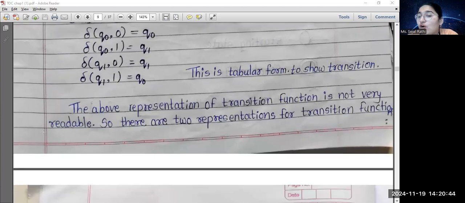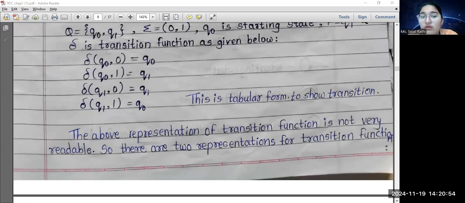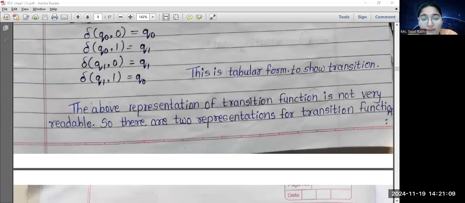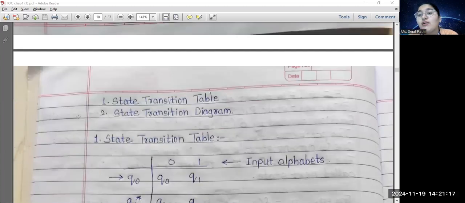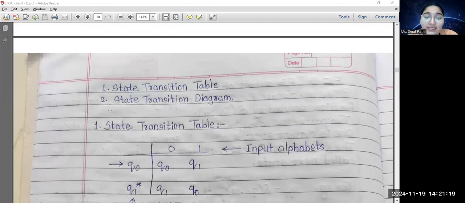So the above presentation of the transition function is not very readable, correct? So we need a table to read each input easily and understand what transition is given there. There are two presentations for the transition function. The first one is the transition table and the second one is the transition diagram.